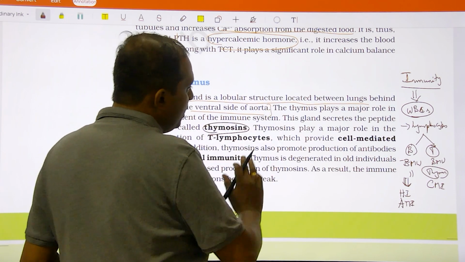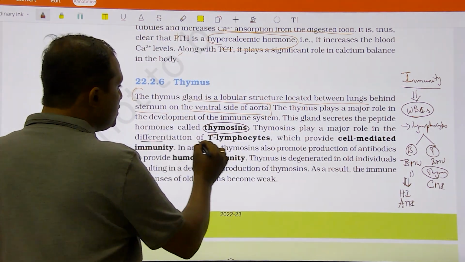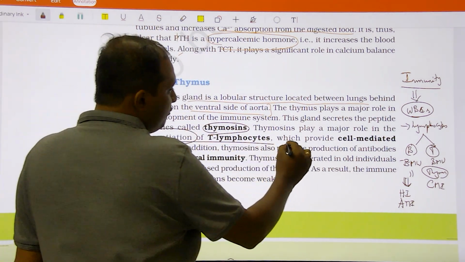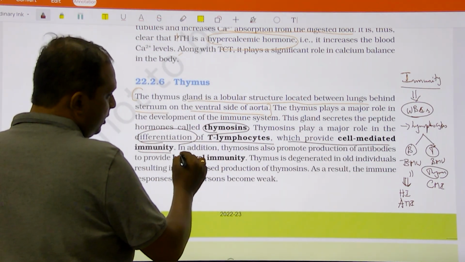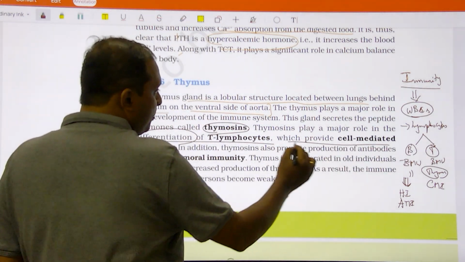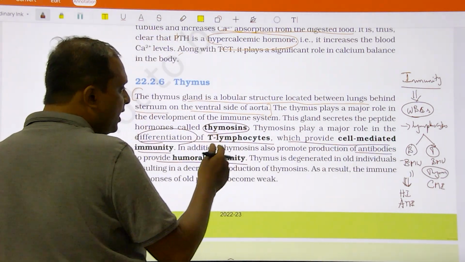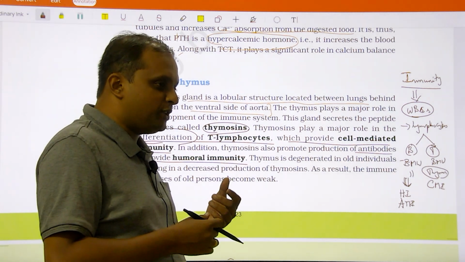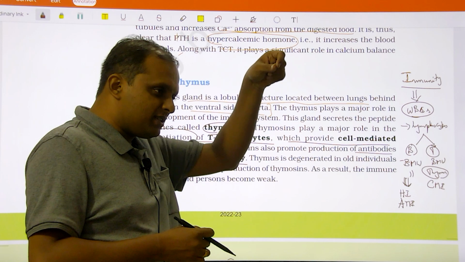Thymosin plays a major role in differentiation of T lymphocytes, which is what I mean by maturation. Differentiation of T lymphocytes provides cell mediated immunity. In addition, thymosin also promotes the production of antibodies and provides humoral immunity, because once the T lymphocytes are matured, you have a cell called the T helper cell. HIV reduces the levels of T helper cells.